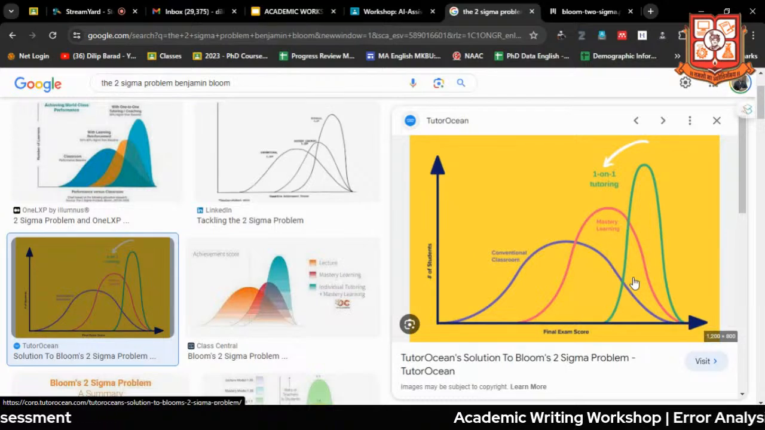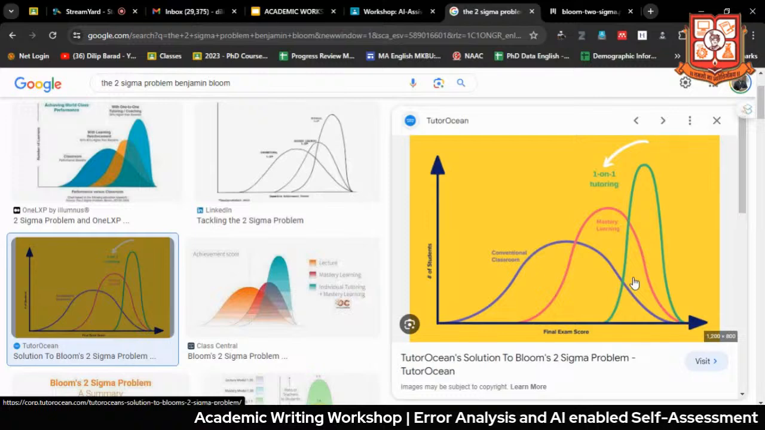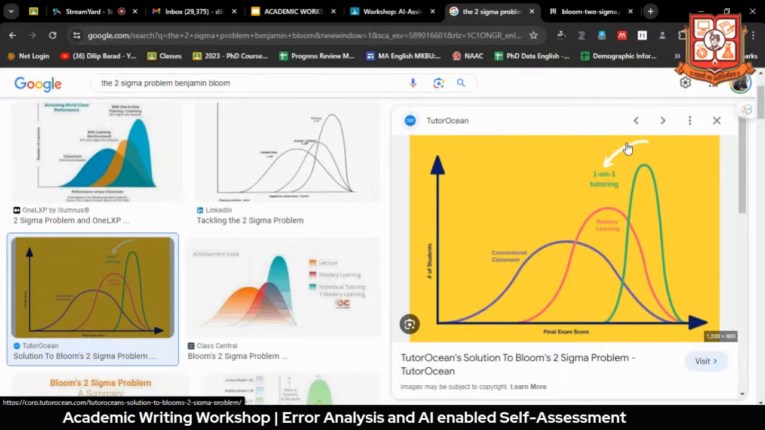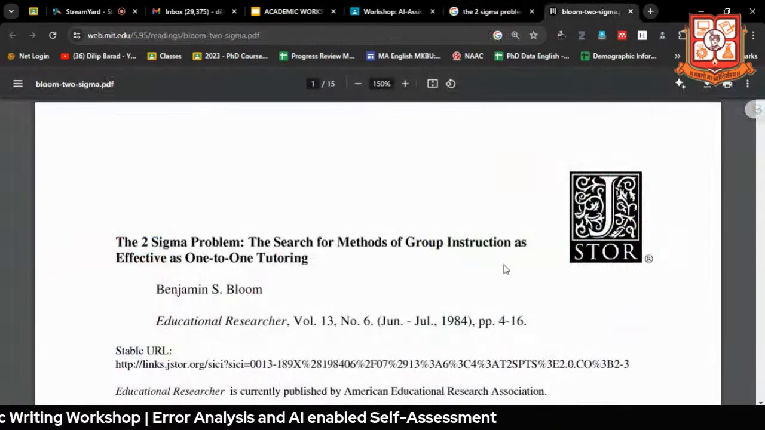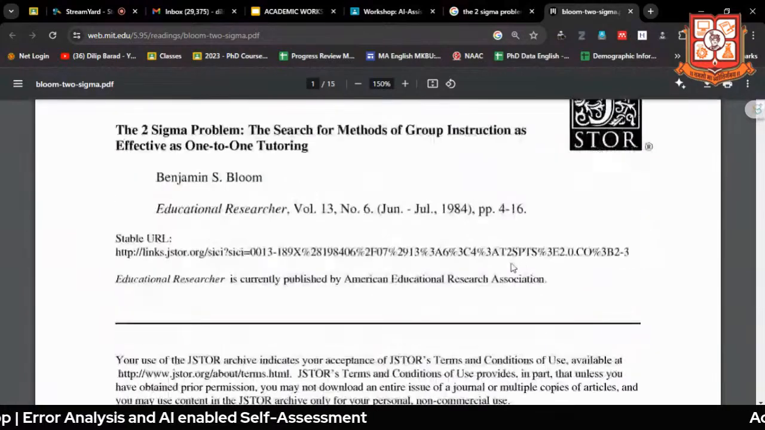But still, if you want to go beyond there, then the point is one-to-one tutoring. Now it is identified that this one-to-one tutoring is possible with the help of AI tools.